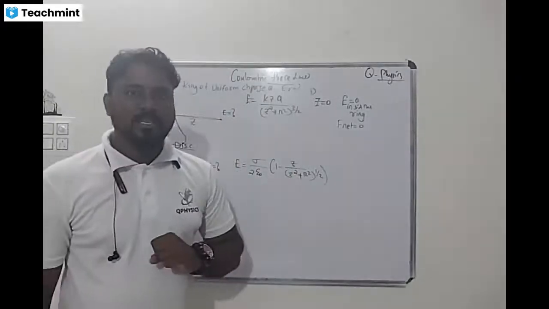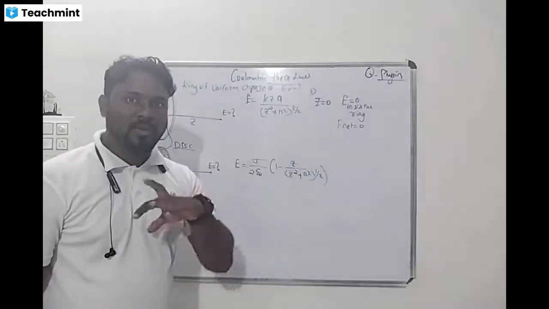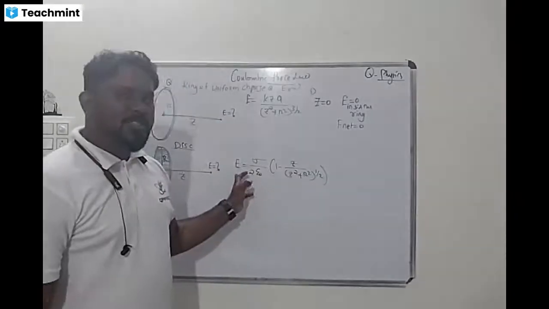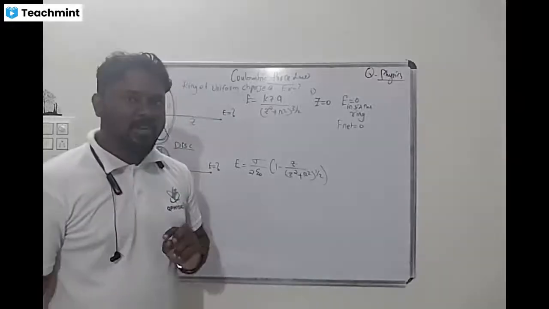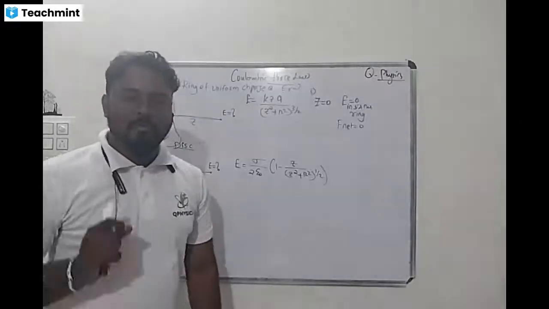For a ring, E is equal to k z q divided by (z square plus r square) whole power 3 by 2. For the disk, sigma divided by 2 epsilon 0 (1 minus z divided by (z square plus r square) whole power 1 by 2). This is the concept of this.